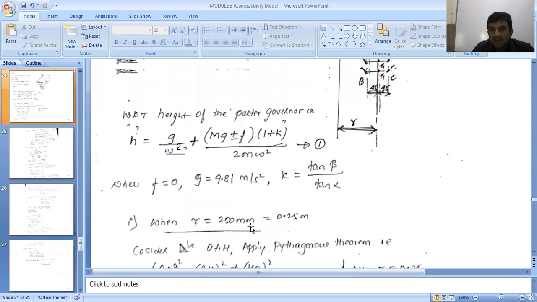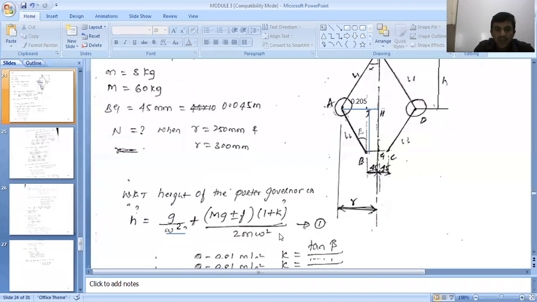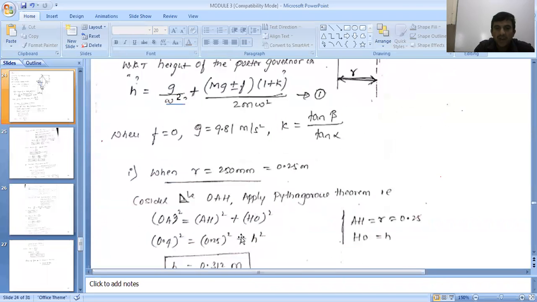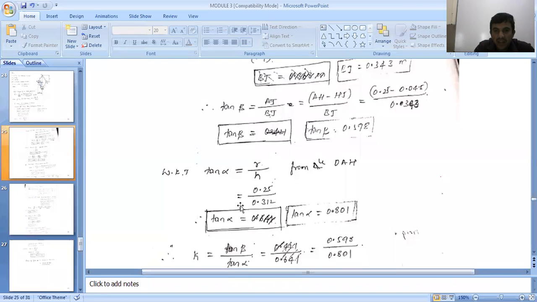Once you got the H value, how to calculate tan alpha? What is tan alpha equal to? Opposite divided by adjacent side. What is the opposite side for this right angle triangle OAH? Opposite side is AH. AH is nothing but R, 0.25 meter. H is what we just calculated, 0.312 meter. Now we calculate tan alpha. What is tan alpha you got?